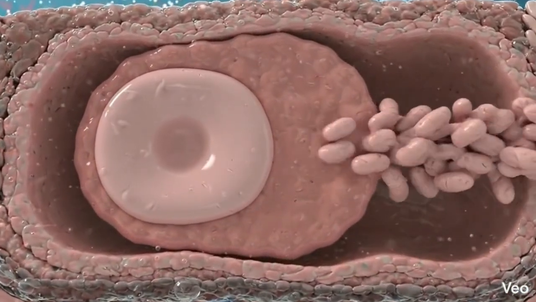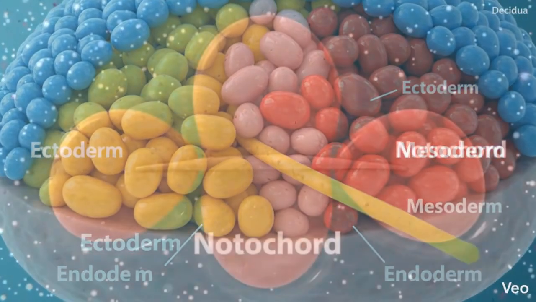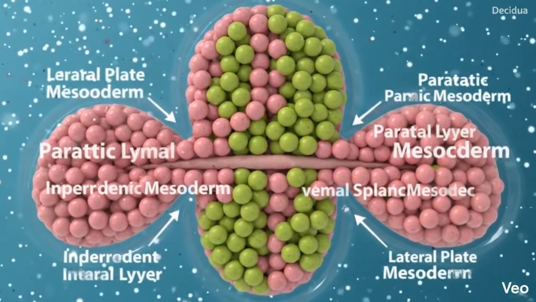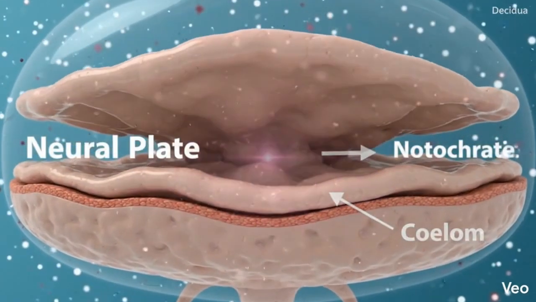During gastrulation, epiblast cells invaginate at the primitive streak, forming the definitive endoderm and mesoderm. The trilaminar embryonic disc, consisting of the ectoderm, mesoderm, and endoderm, undergoes gastrulation.